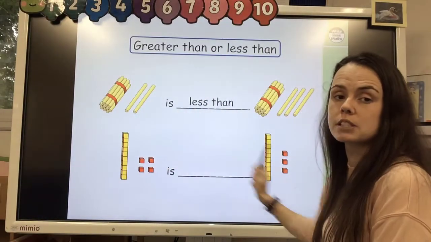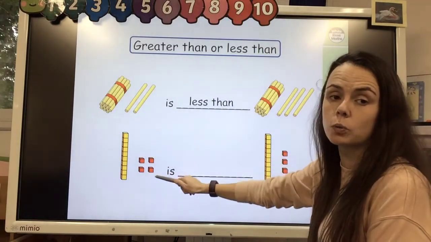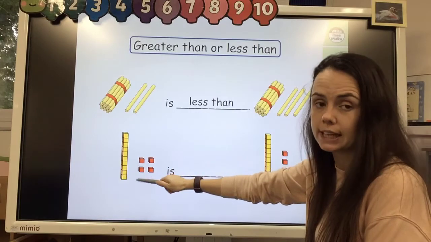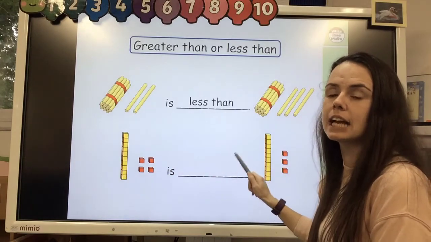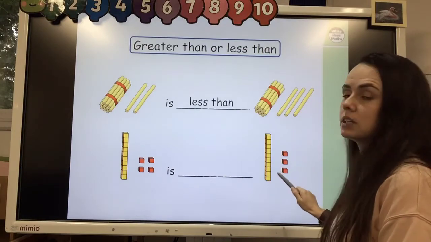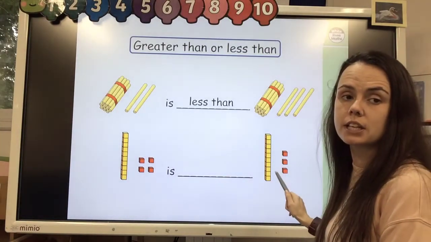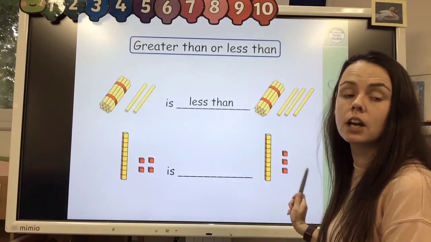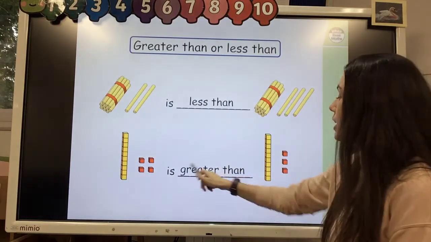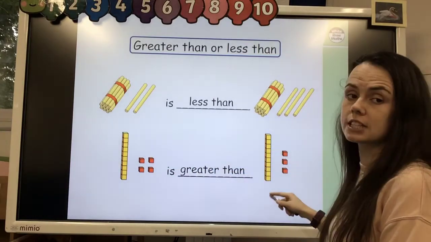Let's look at these ones. So this side we've got a 10 and a 4. 1 ten, 4 ones is 14. Is that less than this side, which is a 10 and 3 ones, which is 13? 14, bigger or smaller than 13? 14's bigger, well done, so greater than 13. 14 is greater than 13.